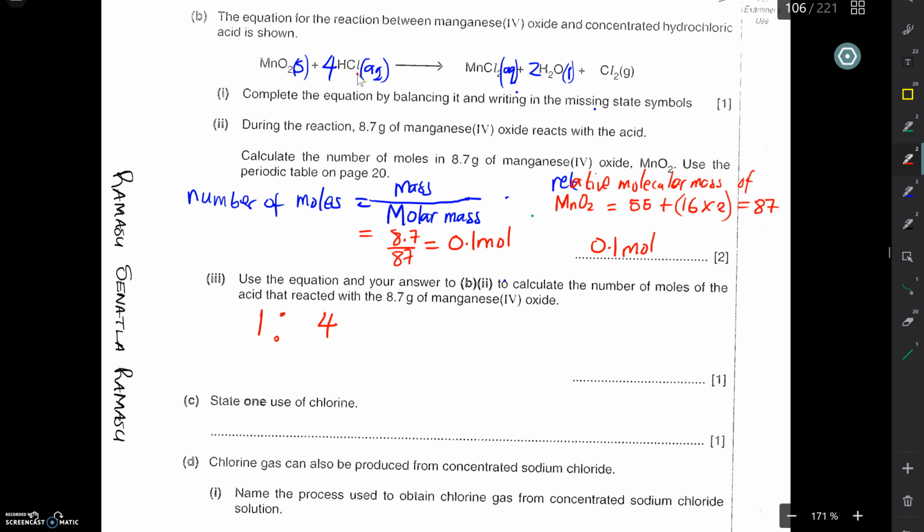Then part C says state one use of chlorine. Well, chlorine can be used in cleaning detergents, let's just say bleaching detergents. It can be used in bleaching detergents. It can be used in paint and dyes. It can be used for making paper.